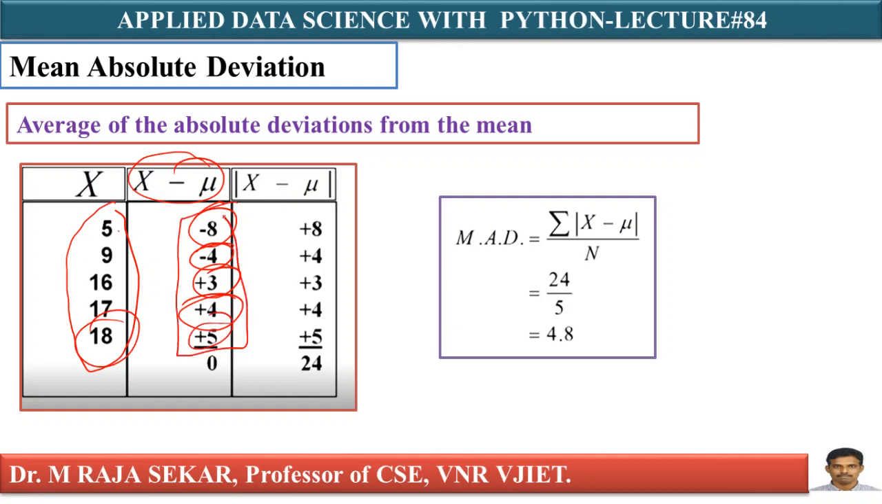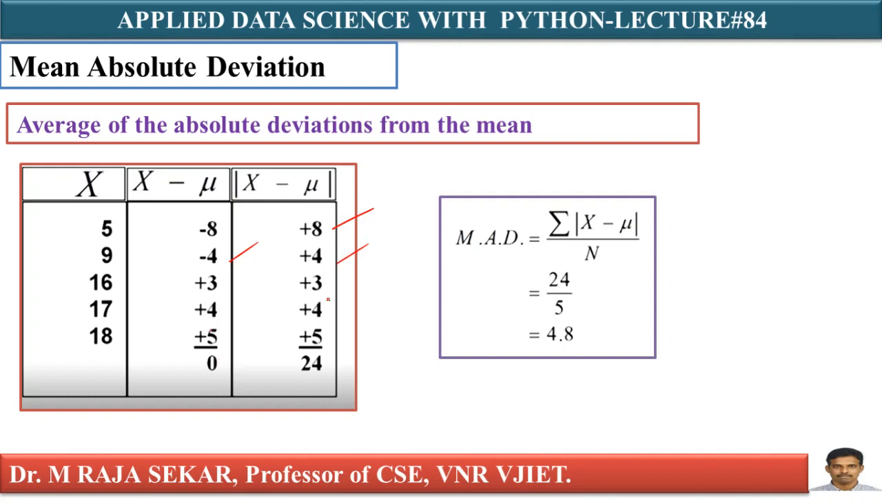Just add all these values. The sum of all deviations from the mean is 0. That's what we were discussing. As it is not giving any information, since the summation of all these deviations is 0, we cannot measure the dispersion. Therefore, I have to take the modulus, that is mod of x minus mu. I am taking mod of minus 8, which is 8, and mod of minus 4, which is 4. The modulus of a negative is always positive. Just add, I am getting 24 by 5, that is 4.8. This is known as mean absolute deviation. It is the average of absolute deviations from the mean.